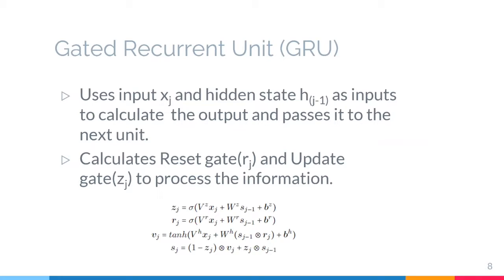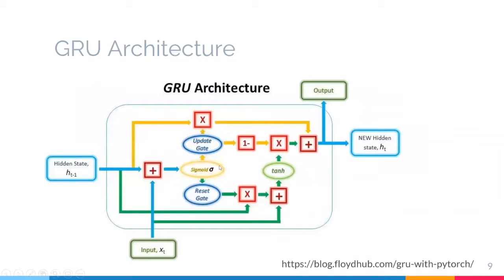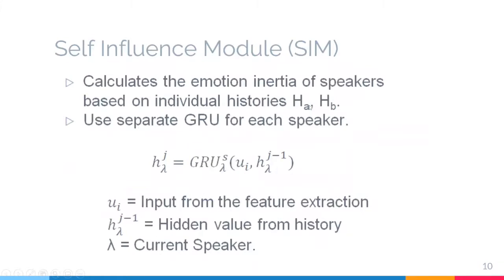Gated recurrent unit is similar to LSTM, which uses the current input and the previous state, also known as hidden state, as inputs. It calculates two gates, reset gate and update gate, which decide how much of the previous state has to be erased or updated. Here we can see sigmoid activation is used to calculate a reset gate and an update gate, which are multiplied with the hidden state to find the final output and the next hidden state.